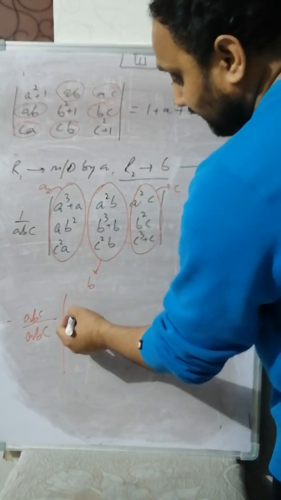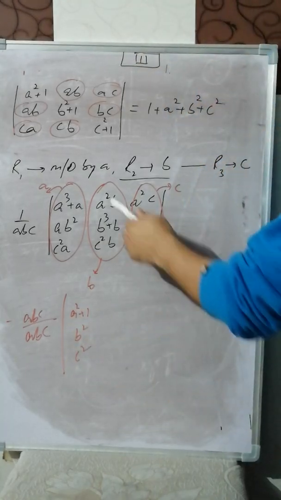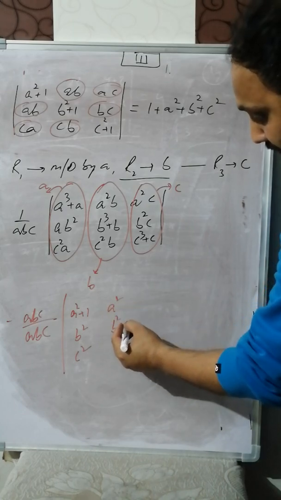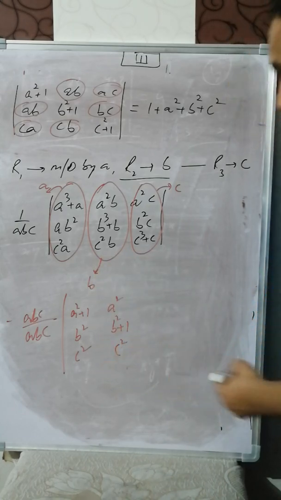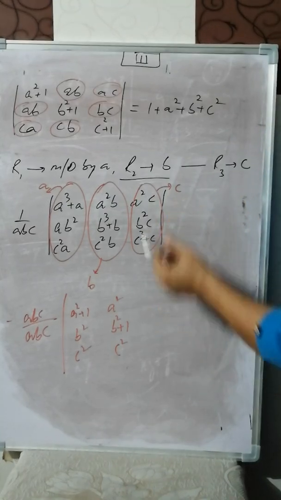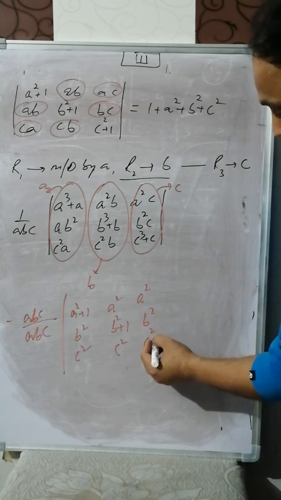What are you left with? A square plus 1, that is B square, it is C square. What is this now? B taken out. A square, B square plus 1, C square. And from this C is taken out, what are you left with? A square, B square, C square plus 1.